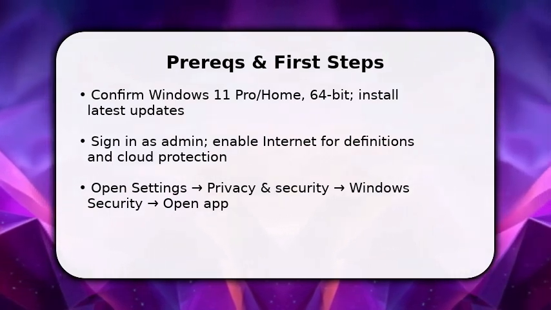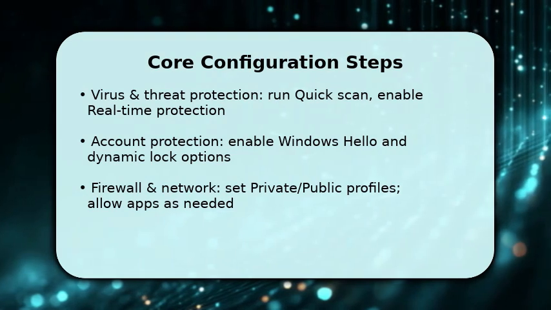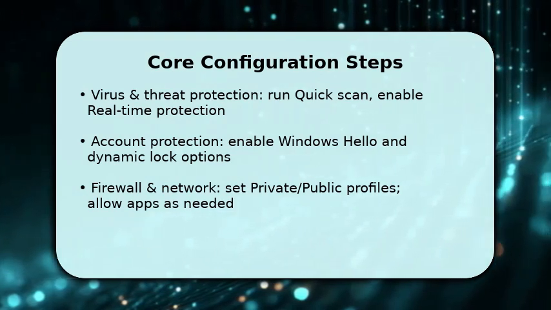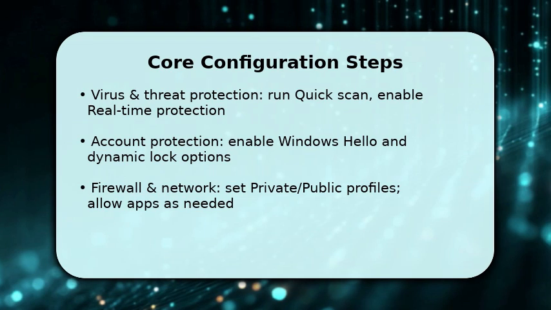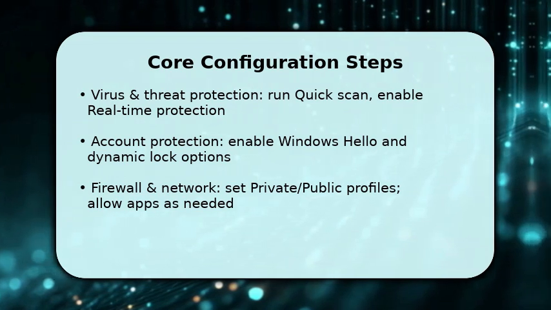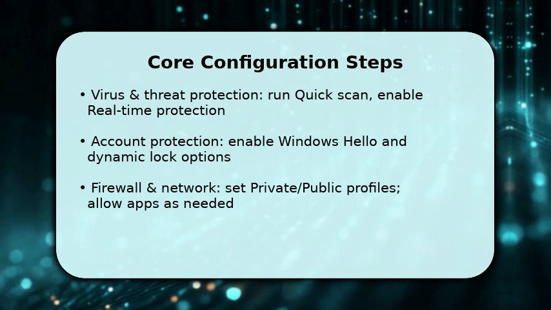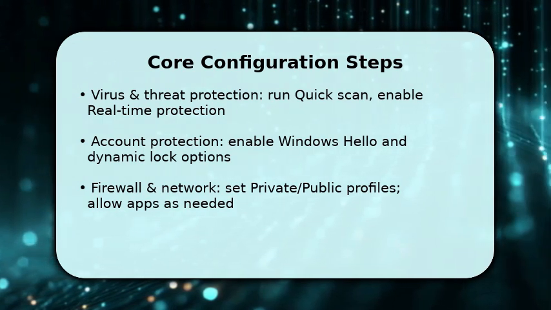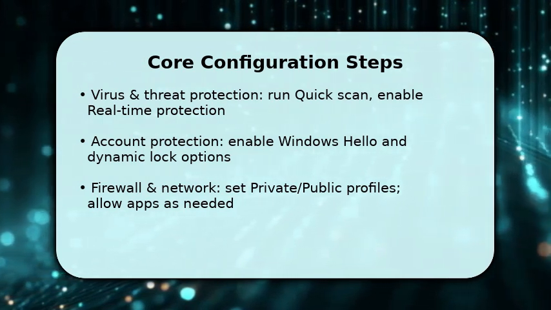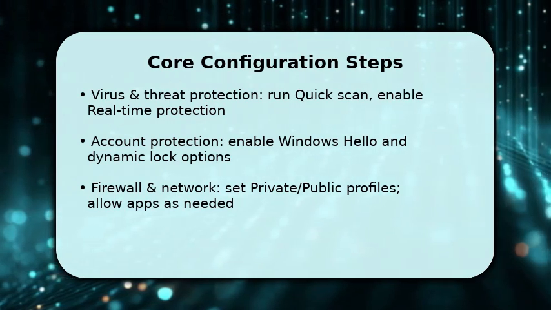Next, configure the core protections. Go to Virus and Threat Protection and run a quick scan, then ensure real-time protection is on so threats are caught instantly. Once that's set, move to Account Protection and enable Windows Hello plus Dynamic Lock for device security. These reduce phishing and physical access risk.